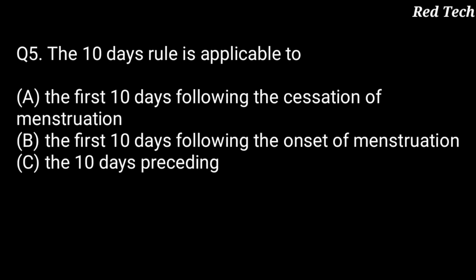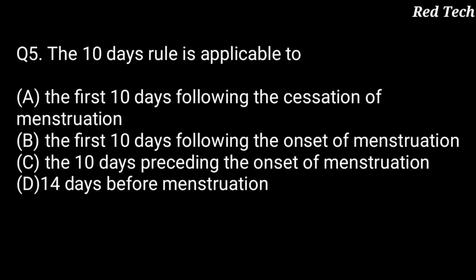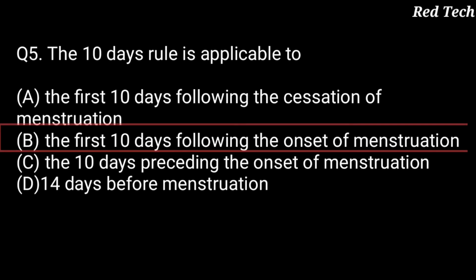Question number 5. The 10-day rule is applicable to, meaning when the 10-day rule is applicable. Option A is the first 10 days following the cessation of menstruation, meaning the ending, option B is the first 10 days following the onset of menstruation, option C the 10 days preceding the onset of menstruation, and option D 14 days before menstruation. So the right answer will be option number B, the first 10 days following the onset of menstruation, or during it, you can say, that is when the 10-day rule is applicable.